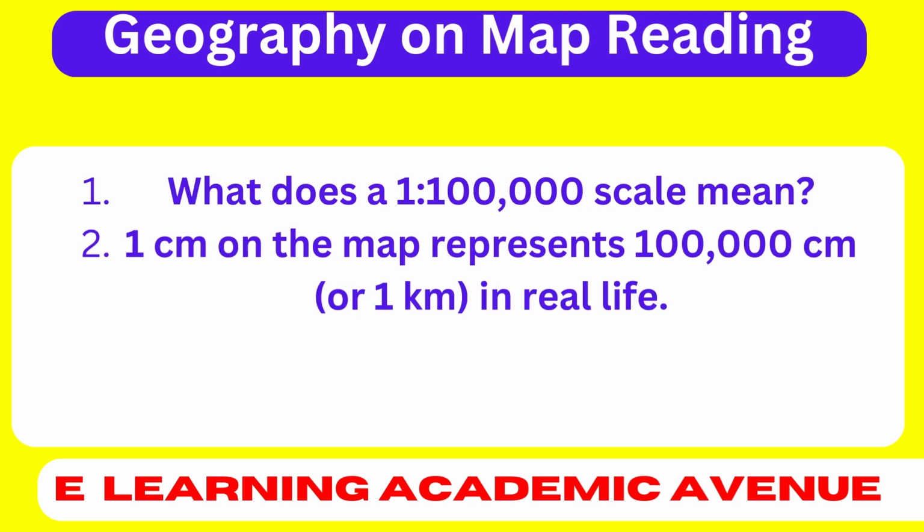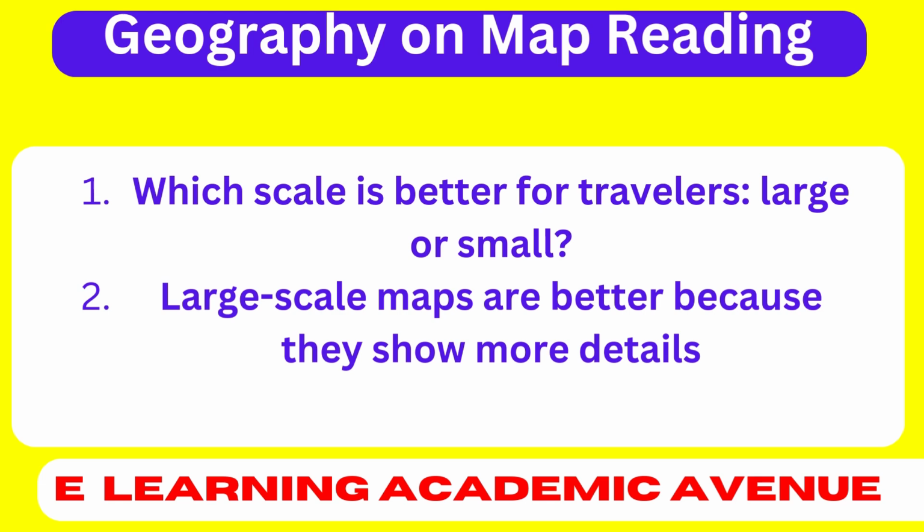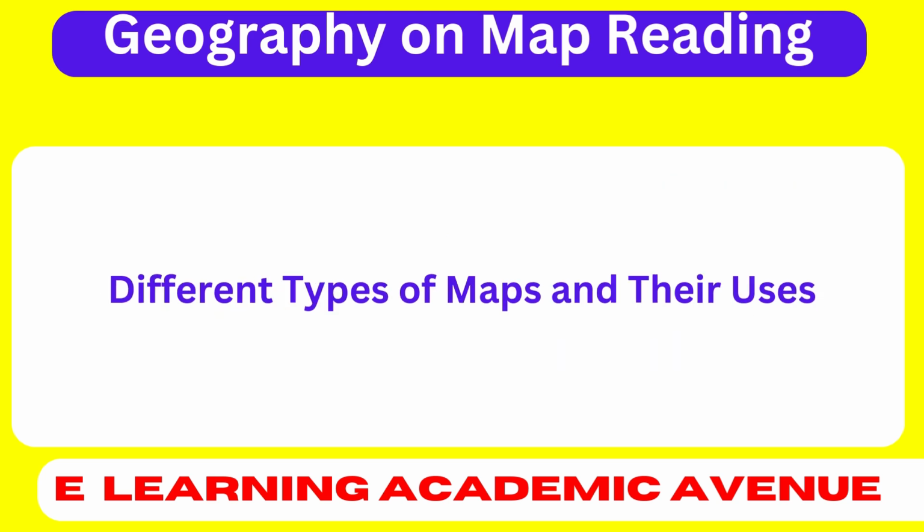Question 79. What does a 1 is to 100,000 scale mean? 1 cm on the map represents 100,000 cm, or 1 kilometer, in real life. Question 80. Which scale is better for travelers, large or small? Large scale maps are better because they show more details.